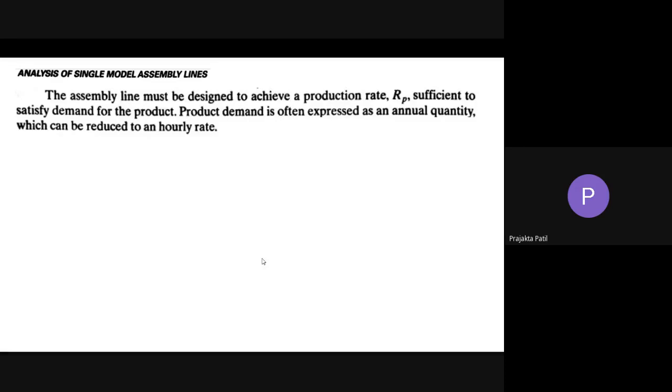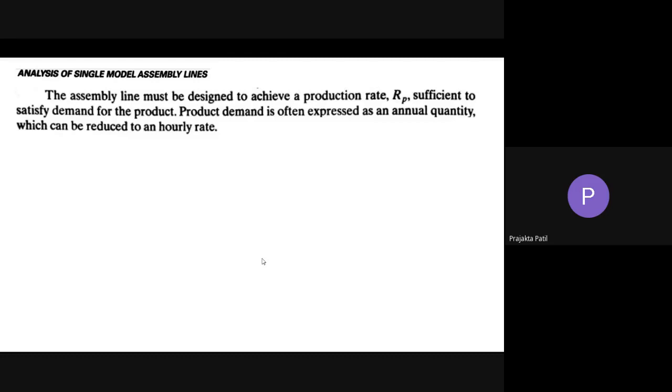the assembly line must be designed to achieve a production rate Rp which is sufficient to satisfy demands for the product. The product demand is often expressed as an annual quantity, which can be reduced to an hourly rate. So we know what this production rate is. We express the production rate as an hourly rate. We usually use the constant 60 to convert whatever time frame is given to an hourly rate, right? So production rate we are already aware of.